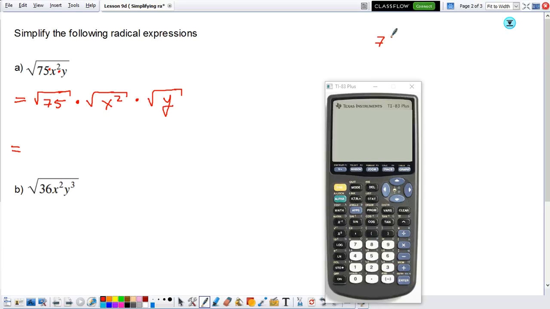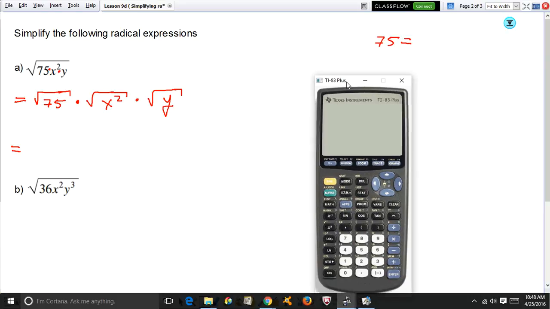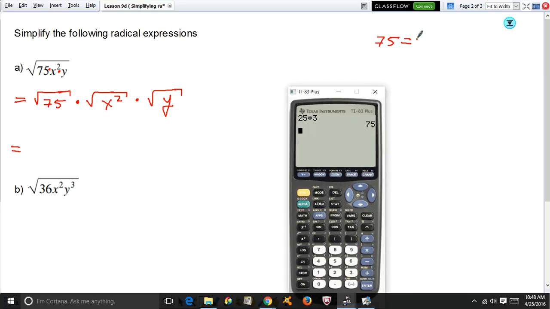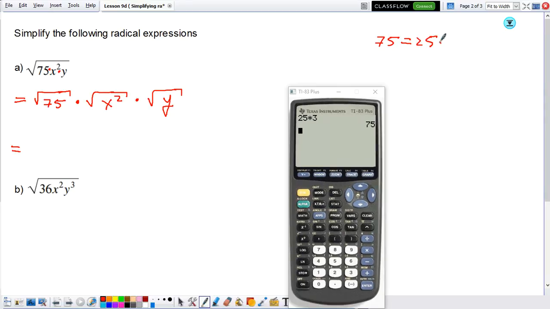Is there a way for me to rewrite that 75 as something raised to the second? Well, let's see. 25 times 3, that is 75. So 75 I can rewrite as 25 times 3, but 25 is 5 to the second. So 75 I can rewrite as 5 to the second times 3.